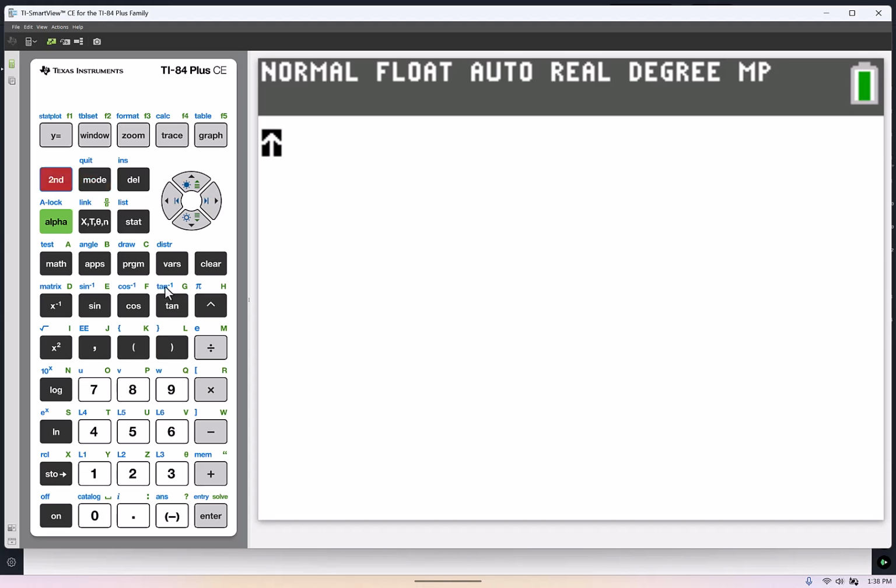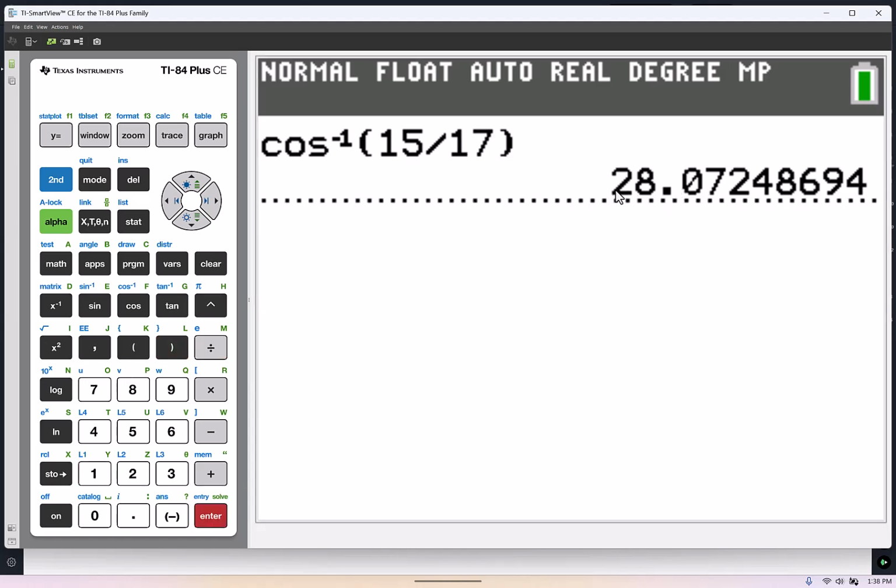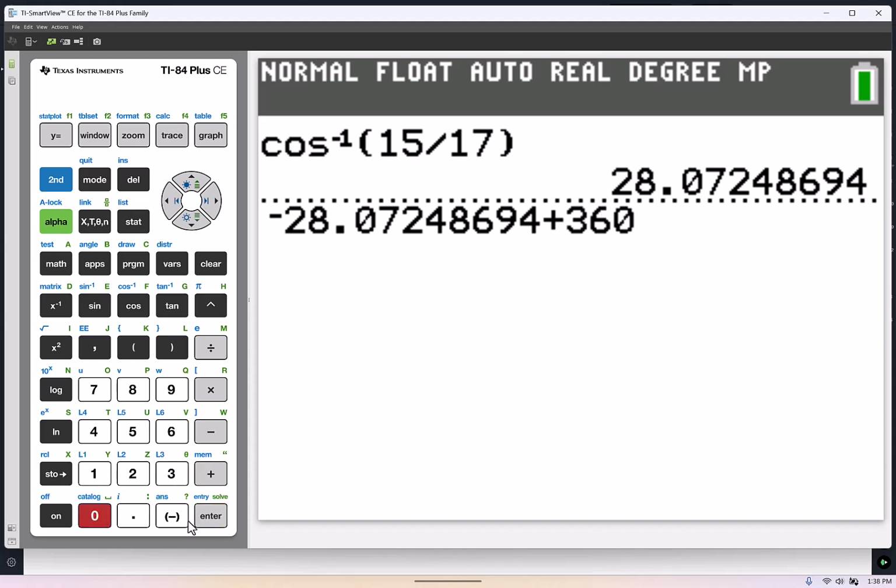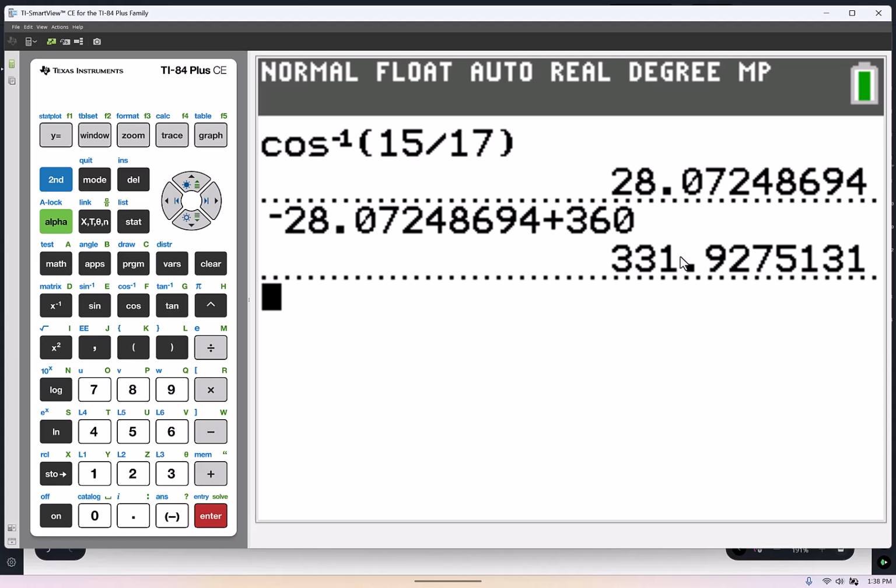Watch. I'm going to do arc cosine. I'm already in degree mode. Arc cosine of 15 over 17. And I want you guys to notice that I have 28 degrees. See, that's in quadrant 1. So I turned that into a negative. So I put negative, and I scroll up, and I did this, and I go plus 360. And then initially, here's what I did. See, so that's my angle. That's between 270 and 360. Are you guys following along so far?